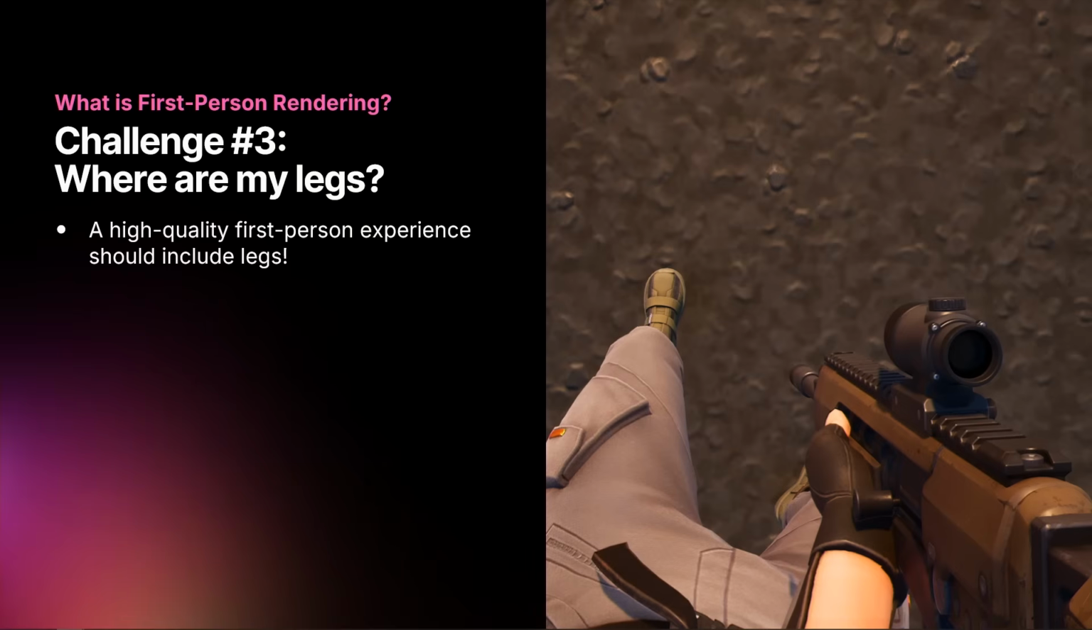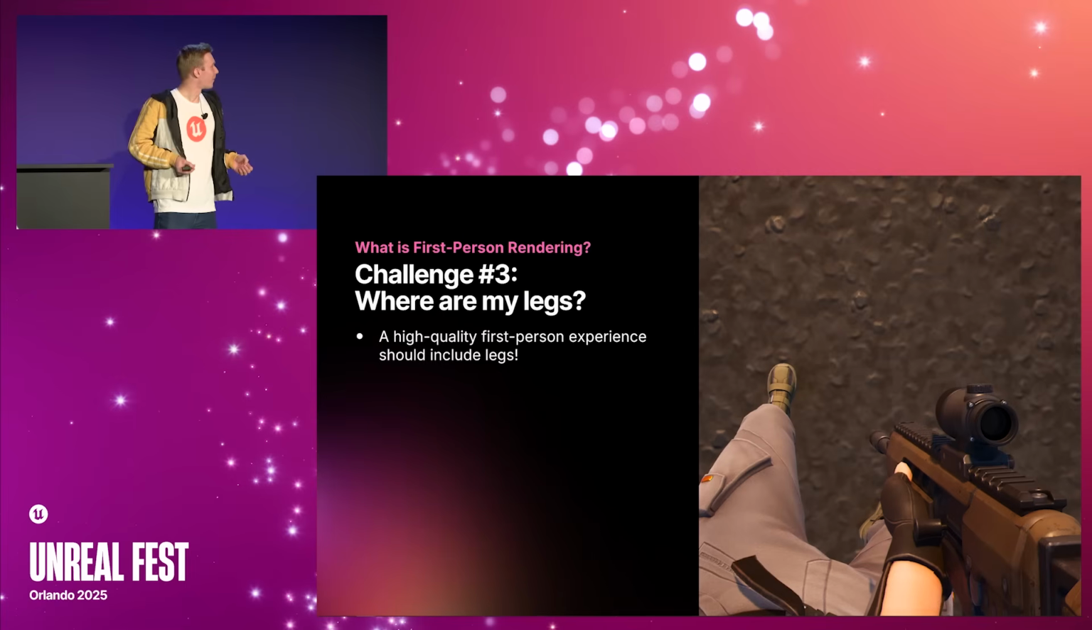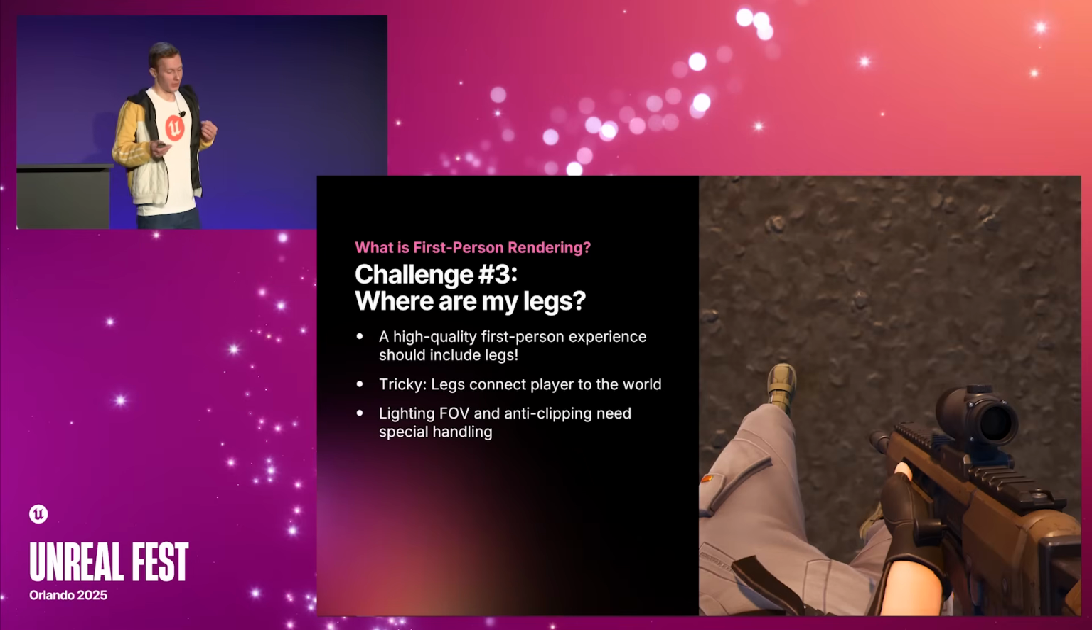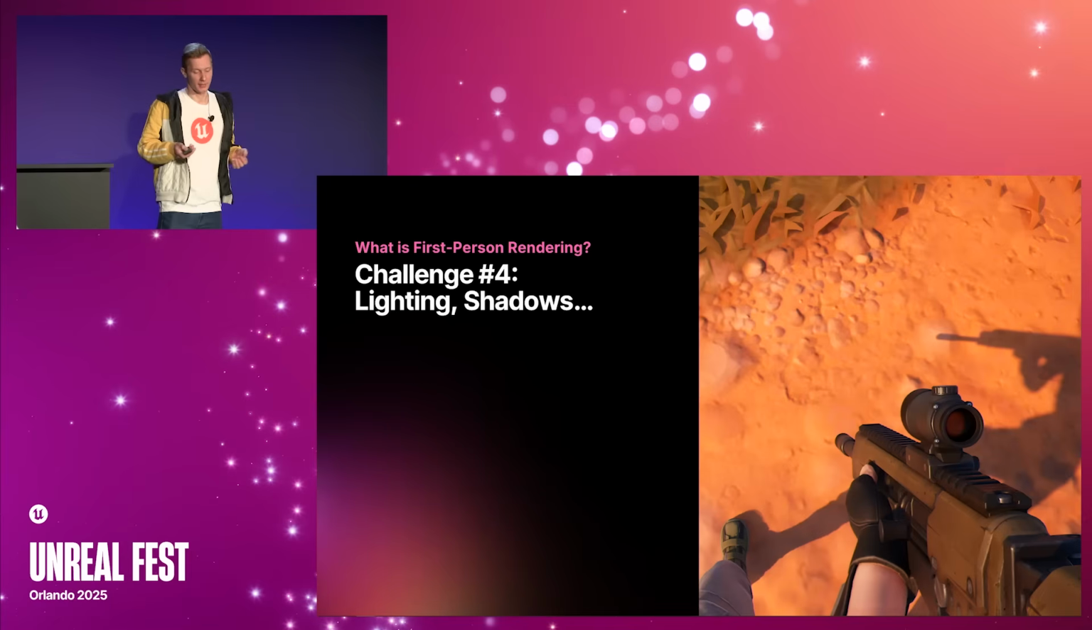Okay, challenge number 3, where are my legs? So I've just talked about this. Many games have shipped with just two floating arms and a gun. That looks fine, and to be honest, in most cases, players are not looking down. But it's the current year, and I think, in my opinion at least, a high-quality first-person experience should have legs when you look down. But this is tricky because legs do connect the player to the world, so we need to figure out how to solve lighting and field of view and anti-clipping such that it still works with the legs, so that needs special handling.